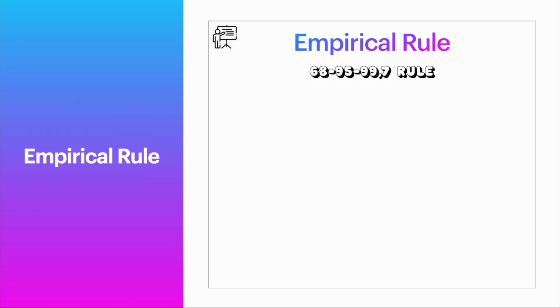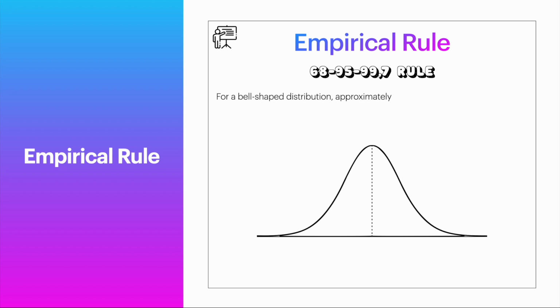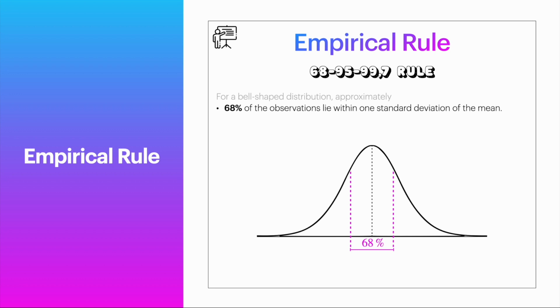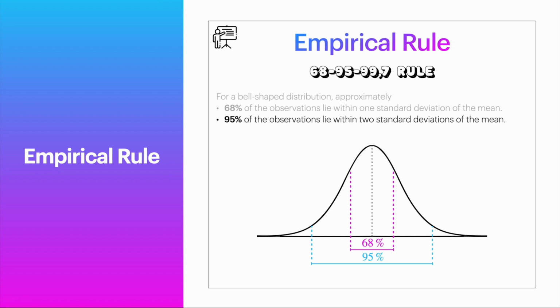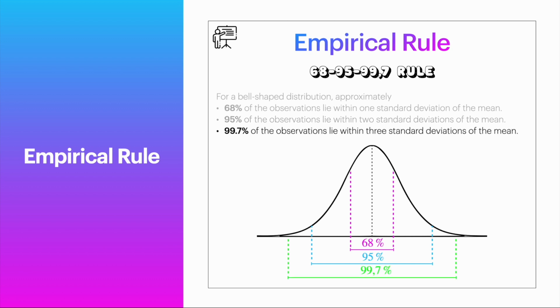The empirical rule is specific to bell-shaped distributions. This essentially means that it only works when your data has a bell-shaped distribution. The empirical rule states that for a bell-shaped distribution, approximately 68% of your data will lie within one standard deviation of the mean, 95% of the data will lie within two standard deviations of the mean, and lastly, 99.7% of the data will lie within three standard deviations of the mean.